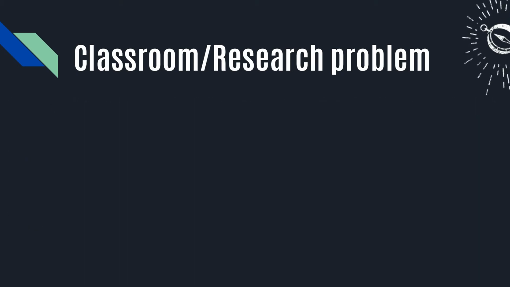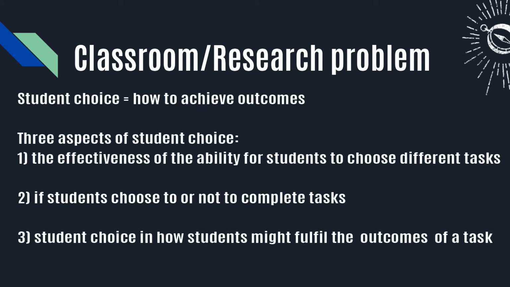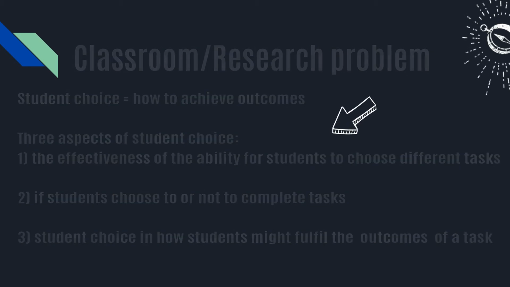Now, when we say student choice, we are relating to how outcomes can be achieved, as opposed to student-led tasks. A student choice could be if the teacher offers a series of outcomes and the students strive to achieve these outcomes in creative and self-chosen ways. This uncovered 3 aspects of student choice. 1. The effectiveness of the ability for students to choose different tasks. 2. If students choose to or not to complete tasks. And 3. Student choice in how students might fulfill the outcomes of a task.